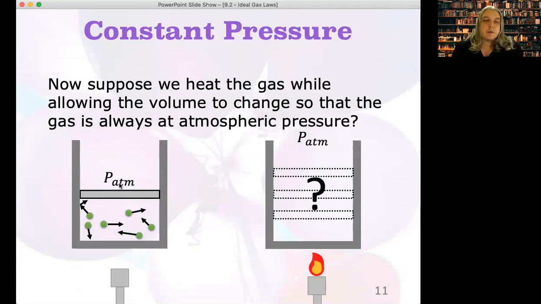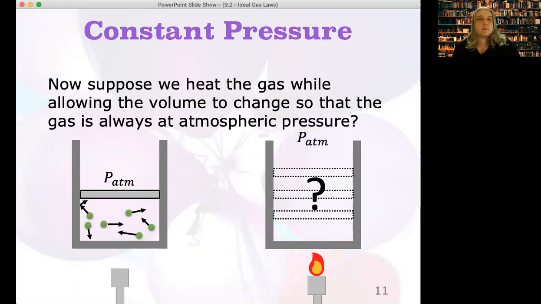Whatever happens, this gas will have to stay at atmospheric pressure, because if it was higher, then the force upwards would be greater than the force downwards from the atmosphere, and the seal would move up and make the volume bigger. If it was lower pressure in here, then the atmosphere would push downwards more than the gas is pushing upwards, and the lid would go down. So what's going to happen is the question. What will happen to that lid? What's going to happen if we increase the temperature while keeping the pressure at atmospheric pressure?